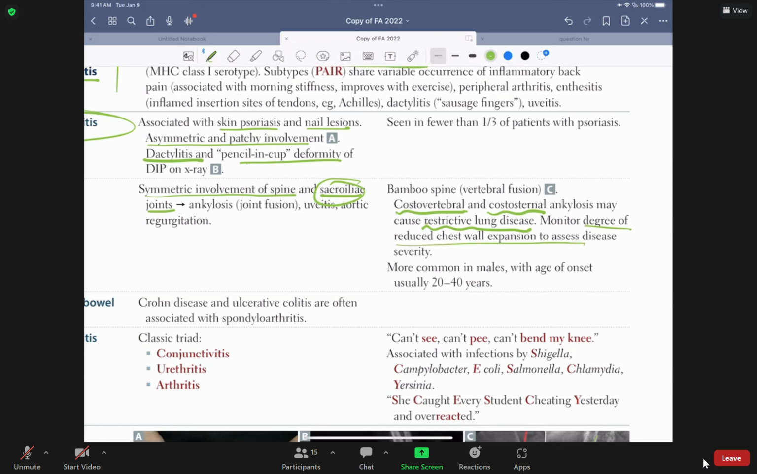So what type of restrictive lung disease? So let's say in this restrictive lung disease, what happened to AA gradient? Type it up, normal or increased?